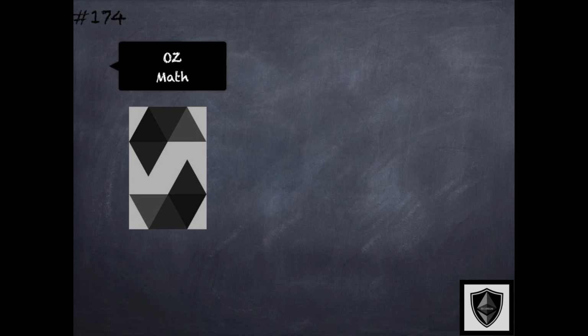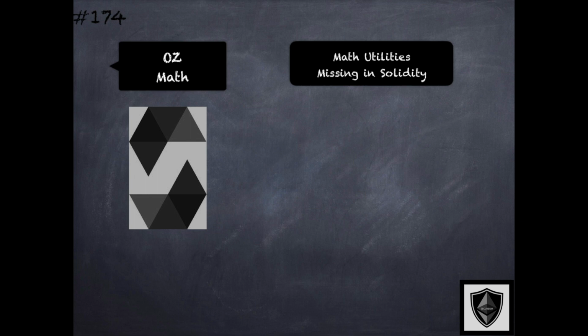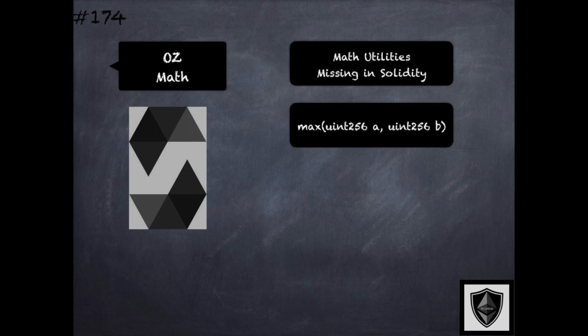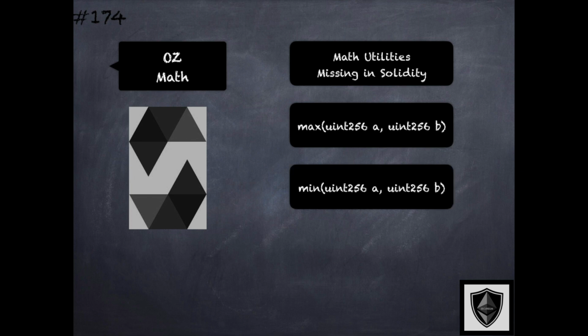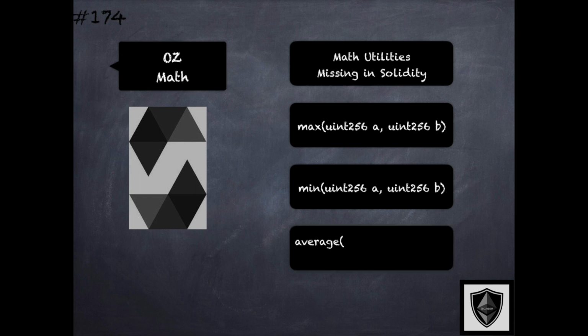OpenZeppelin provides a math library that has some basic standard math utilities that are missing in the Solidity language itself. There's the max function that returns the maximum of two uint256 values. There's a min function that provides the minimum of those two values, and then the average function that returns the average of those two numbers, which is rounded towards 0.